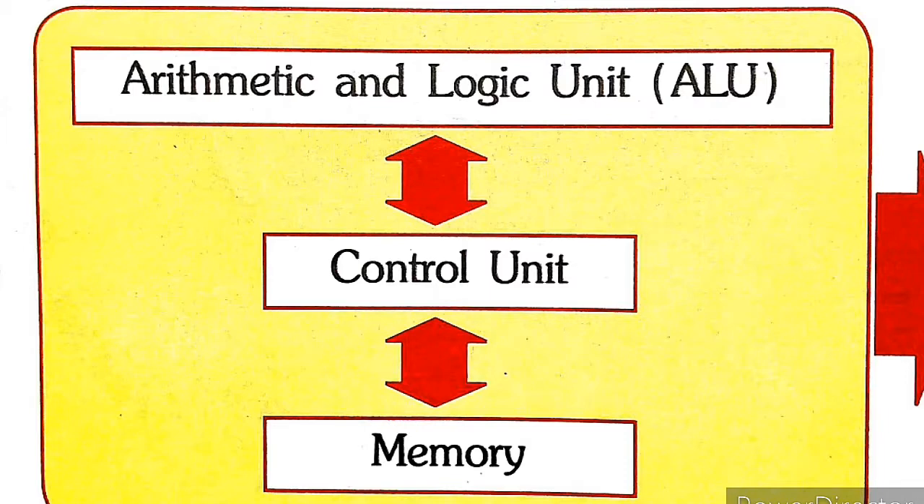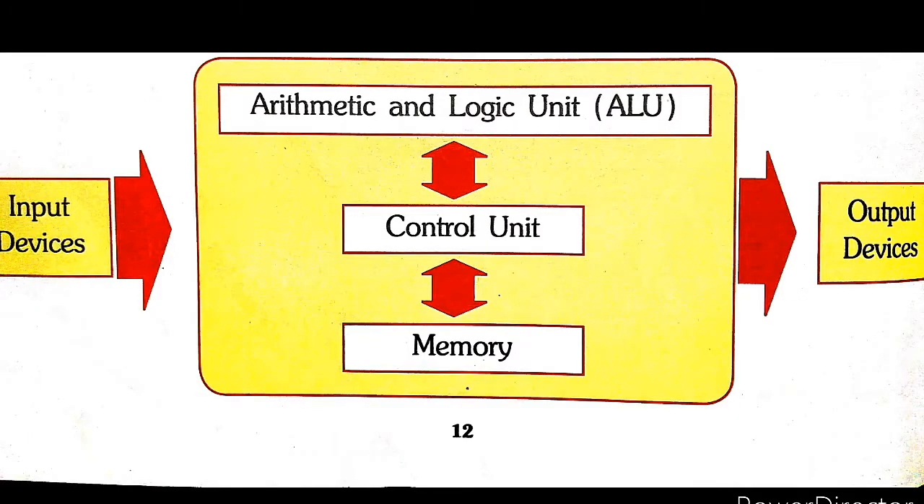Now students, see this picture carefully, it helps you understand the concept very easily. Here there are input devices, the arithmetic and logical unit, the control unit, the memory unit, and output devices. So there are five components in this picture. I will explain them one by one. The first one is the control unit. The control unit, as the name suggests, controls and directs all the operations inside the computer. So it controls all the activities inside the computer system.